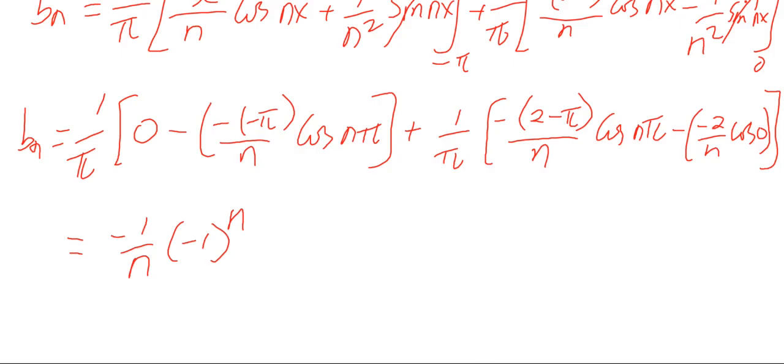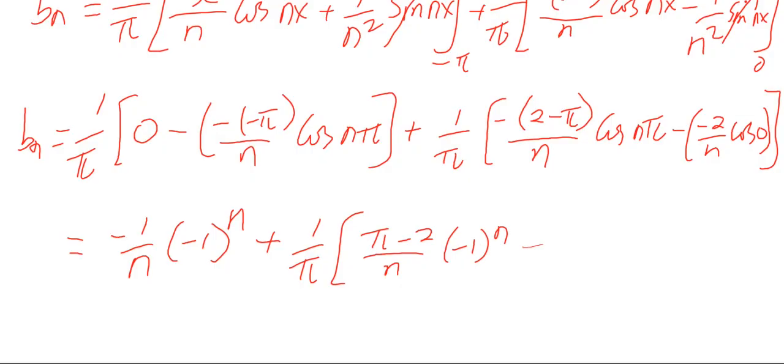Then in the second one, we have 1 over pi. And then we can push this negative in here, so that we have minus 2 plus pi, or pi minus 2. So I'll just write pi minus 2 over n times minus 1 raised to power n, then plus 2 over n.